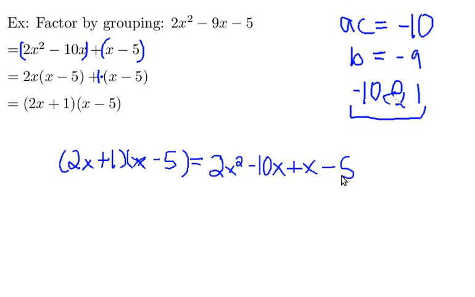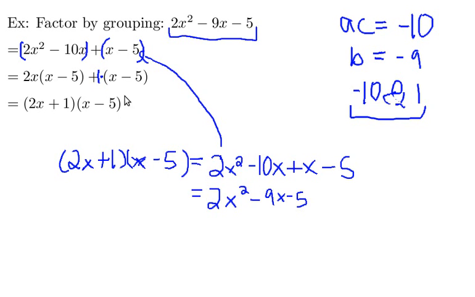And notice that this looks pretty familiar. It's this: 2x squared minus 10x plus x minus 5. So that's kind of a good sign. That means we're on the right track. So 2x squared minus 9x minus 5. And that is the problem we were given. So then we know that this is probably the right answer. Alright. That is the end of example 2.